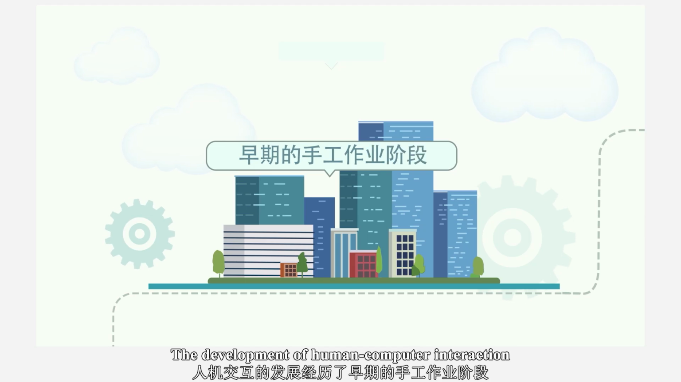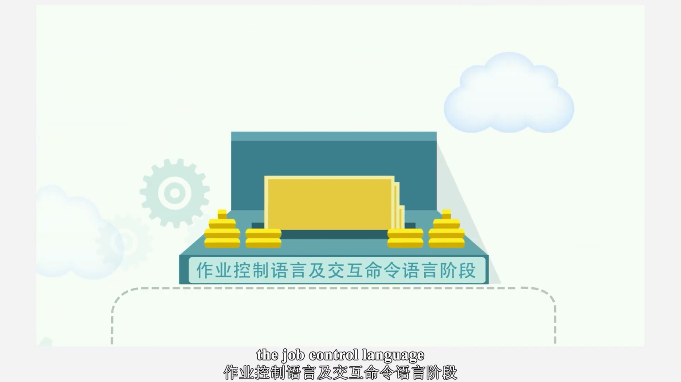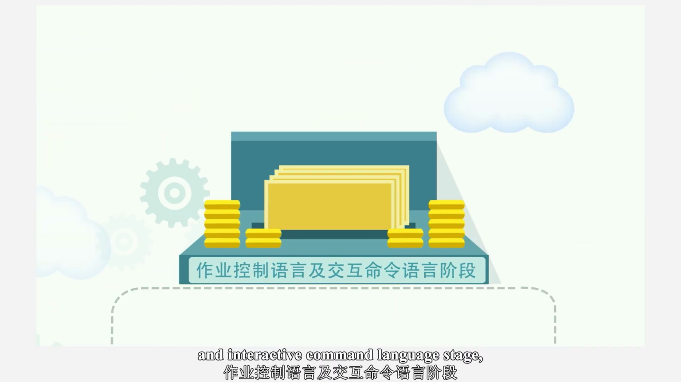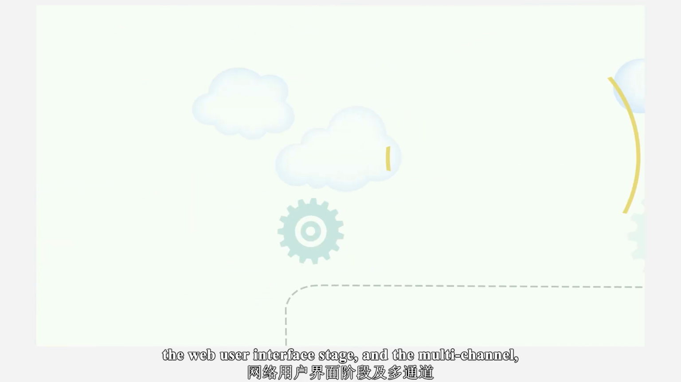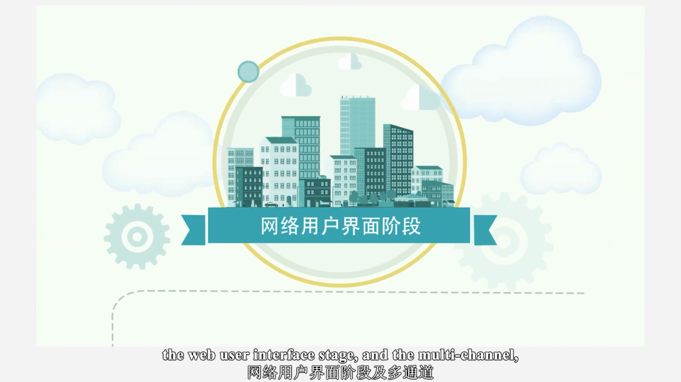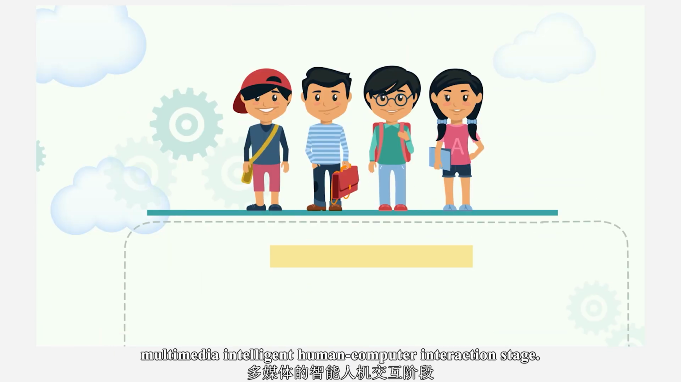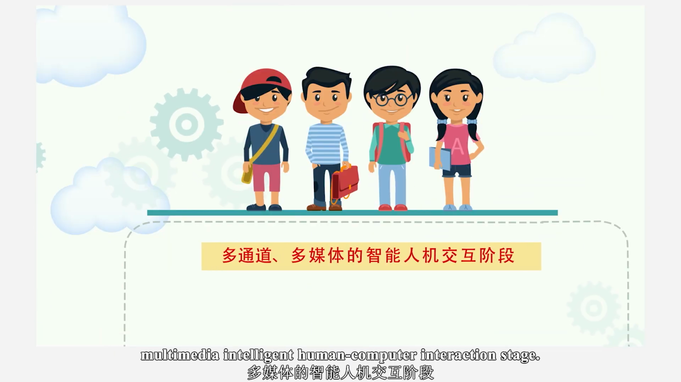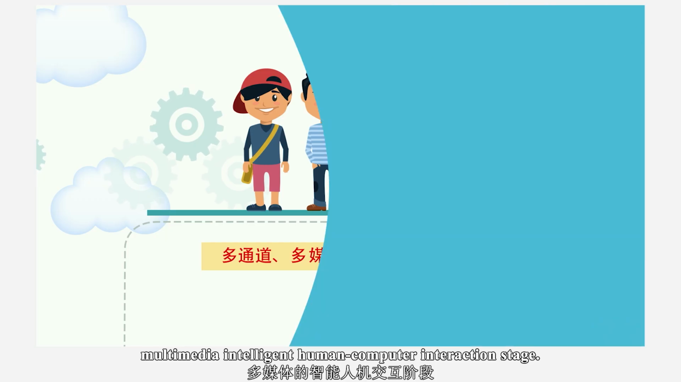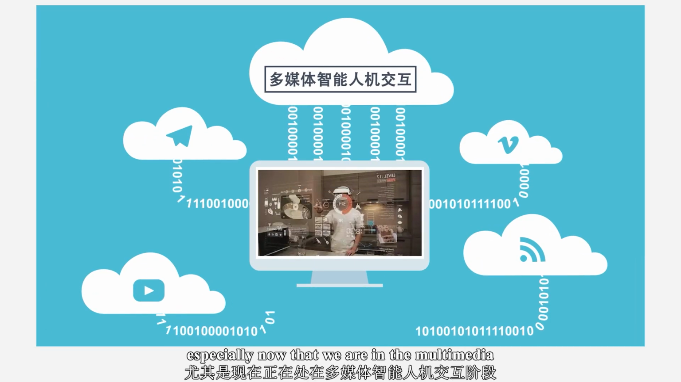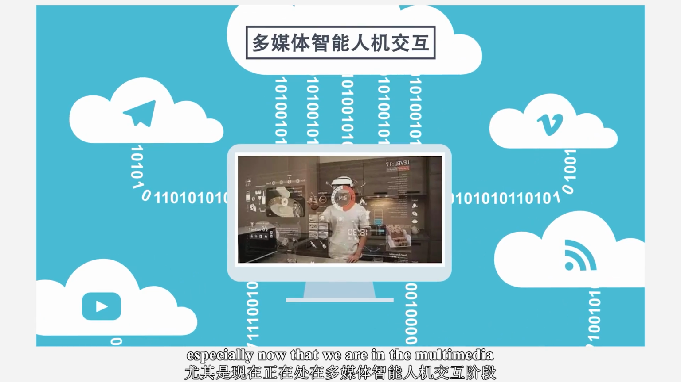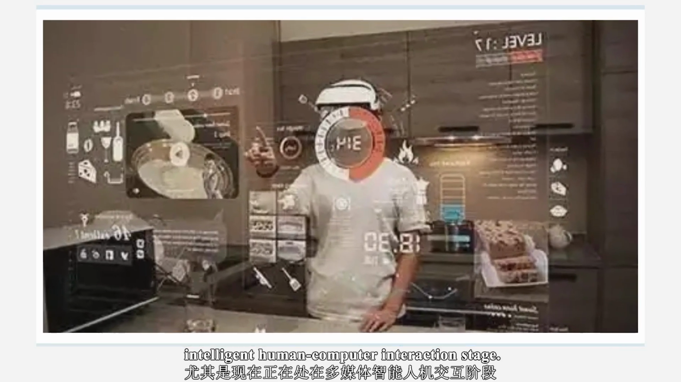The development of human-computer interaction has gone through the early manual operation stage, the job control language and the interactive command language stage, the graphical user interface stage, the web user interface stage, and the multi-channel, multimedia intelligent human-computer interaction stage. People are very familiar with the latter, especially now that we are in the multimedia intelligent human-computer interaction stage.